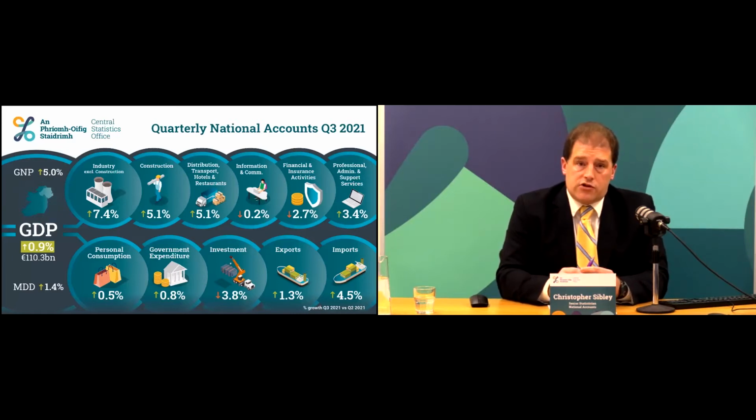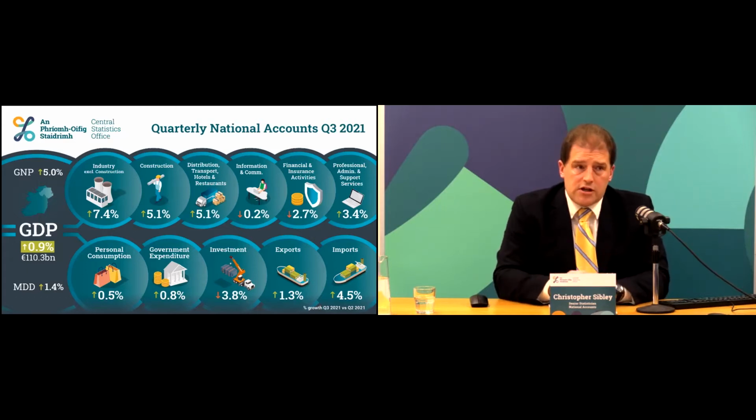The top of the infographic shows you all the sales or output measure for the economy, and the bottom of the infographic shows you all the money spent, the expenditure method of GDP. Looking at the output method on top, we see industry up 7.4%. The second biggest sector, information and communication, is down 0.2%. The two M&E sectors, and again, both of those are affected by various M&E timing issues in the quarter. And then some of the domestic sectors, construction up 5.1%, distribution, transport, hotels and restaurants also up 5.1%, and a decline in some of the other sectors like the financial insurance activities down 2.7%.